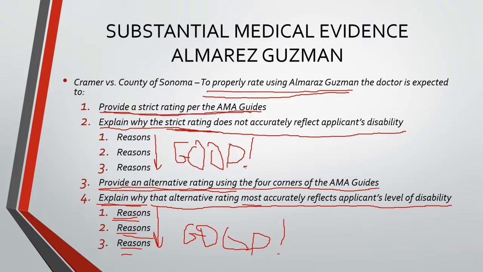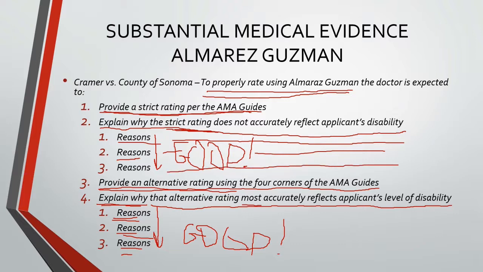New paragraph. In my opinion, the above impairment rating of 16% whole person impairment is not the most accurate reflection of Mrs. Smith's true impairment, period. Reasons for this conclusion include colon, new line, bullet point, reason number one, and explain the reason why it's not accurate. Reason number two, explain why it's not accurate. Reason number three, explain why. And the more reasons and the more compelling are your reasons, the better.